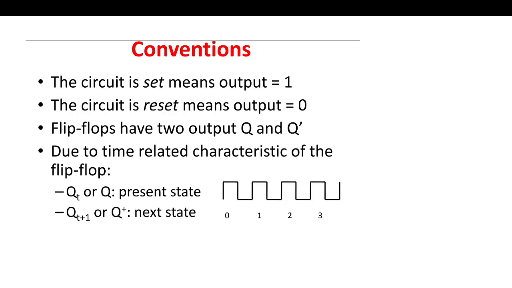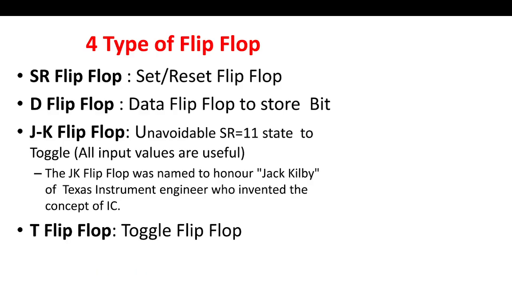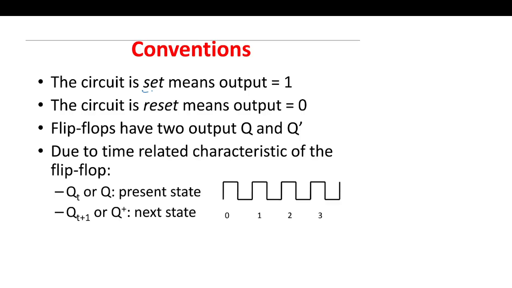This is the convention, that is, the circuit is set means set indicates output is 1 and reset indicates output is 0. So flip-flops have two outputs, Q and Q bar. Due to the time related characteristics of the flip-flop, Q(t) and Q we call the present state, and after applying the input it goes to the next state.